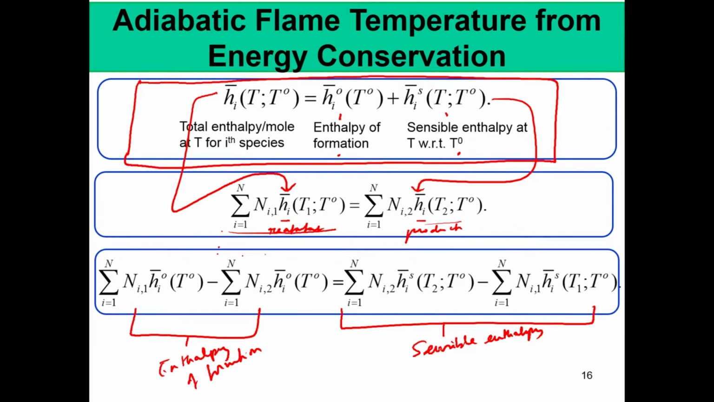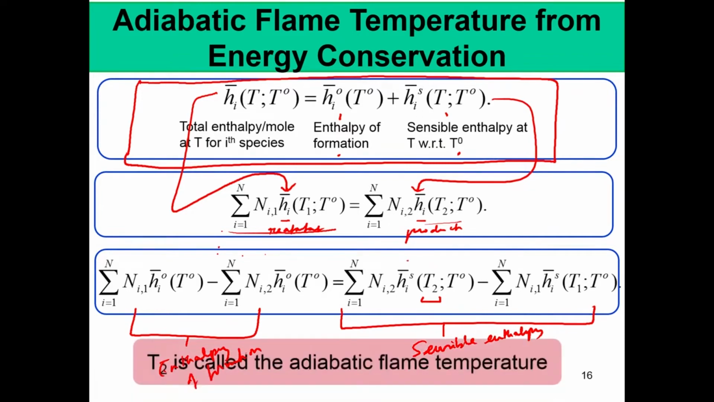And that when it has been released, it has been converted to sensible enthalpy of the products. So, as a result of this, because the sensible enthalpy of the products has been increased, it has been increased because its temperature has increased. So, this T2 is the temperature at which this sensible enthalpy can be realized, and hence T2 is called the adiabatic flame temperature.